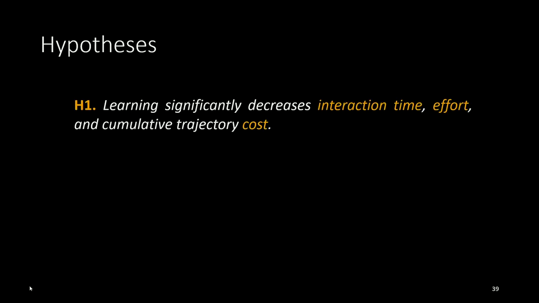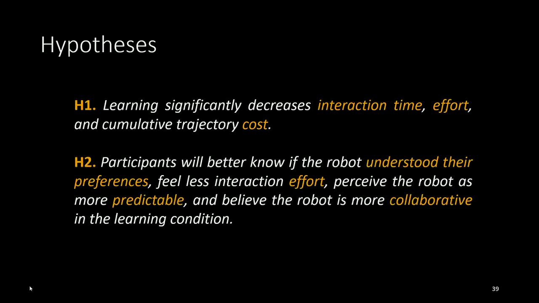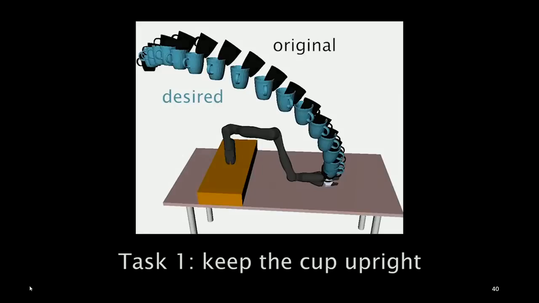We had 2 major hypotheses from this experimental setup. Our first hypothesis was that learning will significantly decrease interaction time, effort, and total trajectory cost. And our second hypothesis was more related to the subjective measures, that participants will better know if the robot understood their preferences, feel less interaction effort, perceive the robot as more predictable, and believe the robot's more collaborative when it is actively learning. So here's an example from our first task and our experimental results.